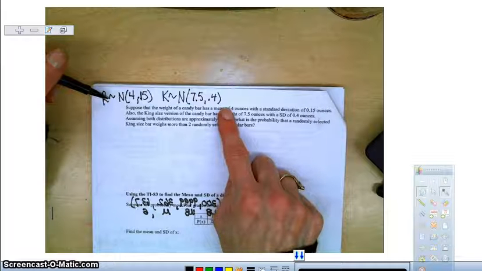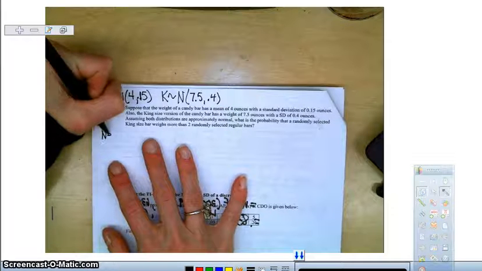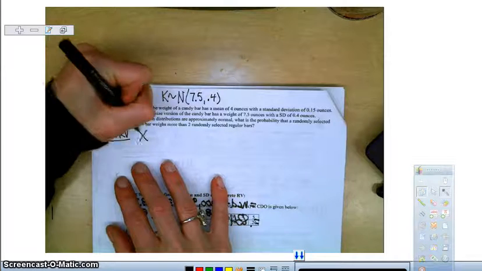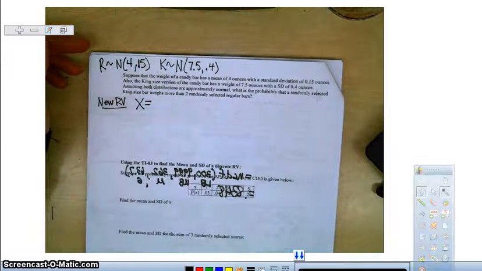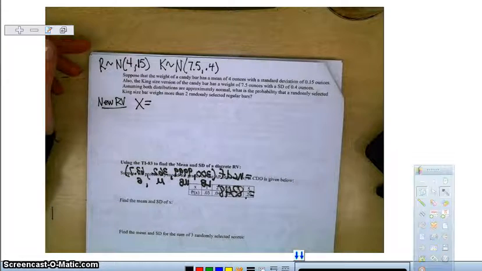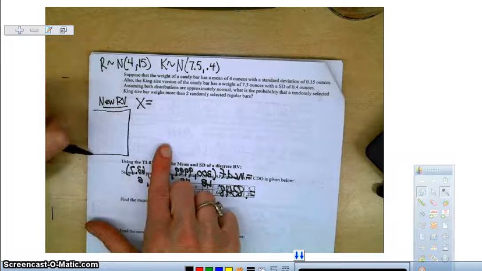We're looking to define a new random variable. Can I just call it x and then define it as a linear combination of these two? The question says: what is the probability that a randomly selected king size bar weighs more than two randomly selected regular bars? Before I define x, I'm going to think through the probability part of this.